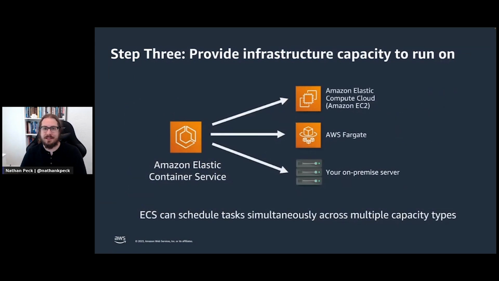So Amazon ECS has the application artifact. It has a description of what you would like to run and how you would like to run it. The next step is you need capacity to run the application on top of. So that's step 3, provide infrastructure capacity to run on. And the amazing thing about Amazon ECS is that it can run across multiple types of compute, and in fact, multiple types of compute simultaneously. So here you see on the right-hand side, you see an on-premise server, Amazon Elastic Compute Cloud, or EC2, and AWS Fargate.